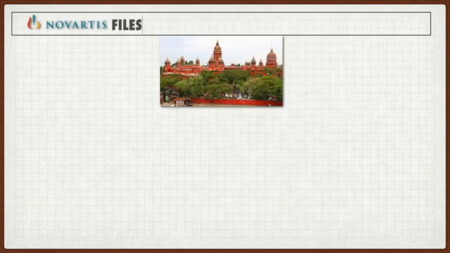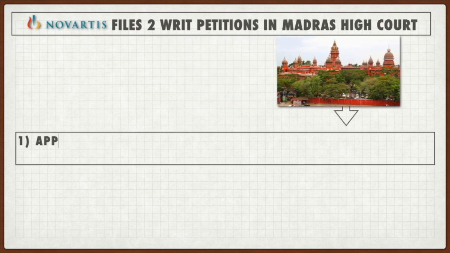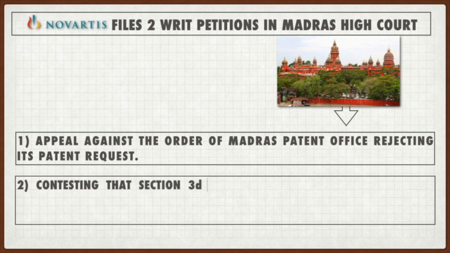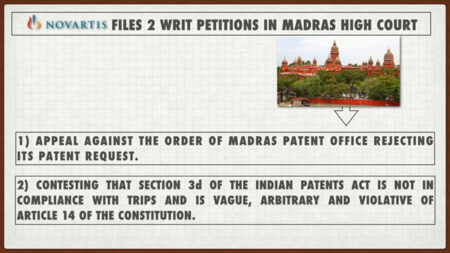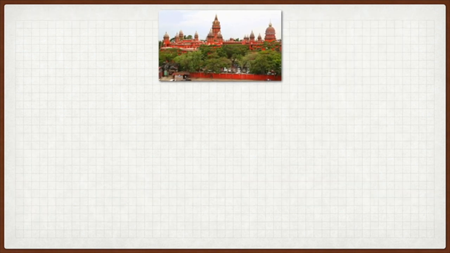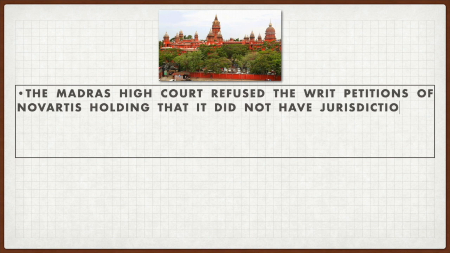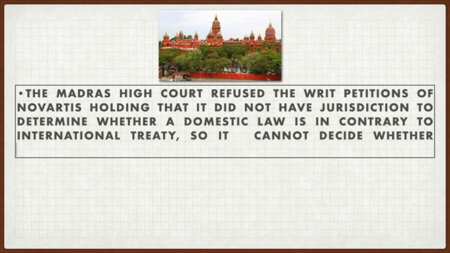Two writ petitions were filed by Novartis before the Madras High Court. The first was an appeal against the order of the Madras Patent Office rejecting the patent request, and the second was that Section 3D of the Indian Patent Act is not in compliance with TRIPS and that it is vague and arbitrary and violative of Article 14 of the Constitution. What the Madras High Court held is that it didn't have any jurisdiction to decide whether domestic law is contrary to an international treaty.